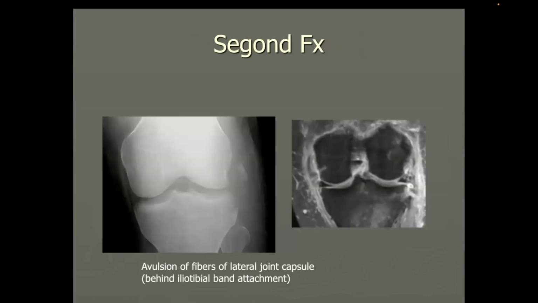What about a Segond fracture? Here you see it on plain radiographs where you see an avulsion here off of the tibia. It's an avulsion of that lateral joint capsule. Here you see it on MRI. Again, a lot of signal in the subcutaneous tissues, and you can see there's been a disruption here at the tibia with bone that's extended and been pulled off. Again, consistent with a Segond type injury, an injury to the lateral capsule, and an association with an ACL tear. Here in the middle, you see the ACL is absent.